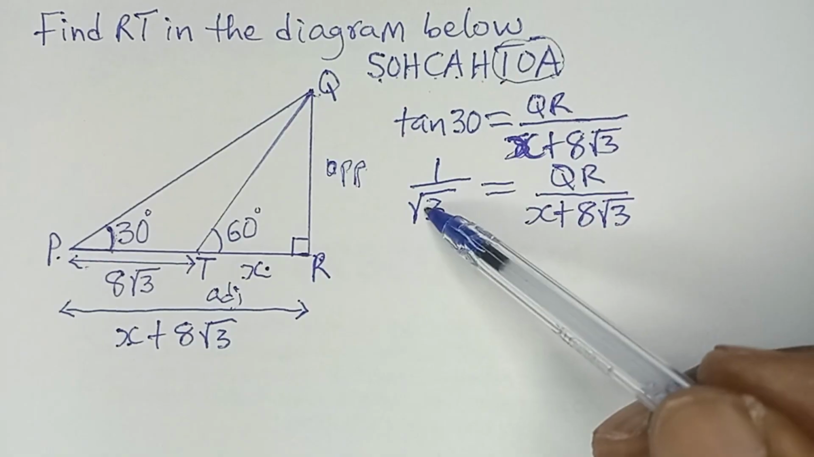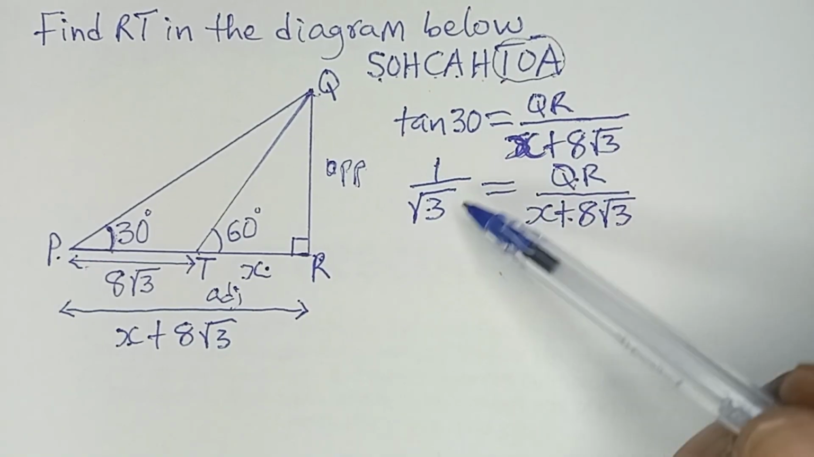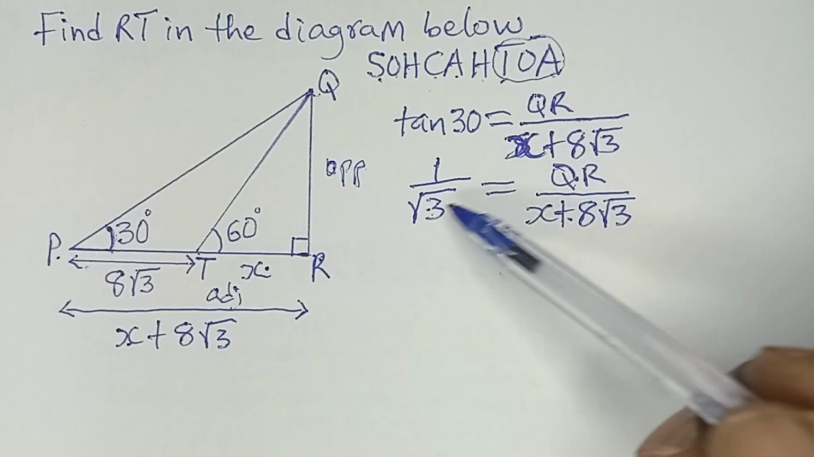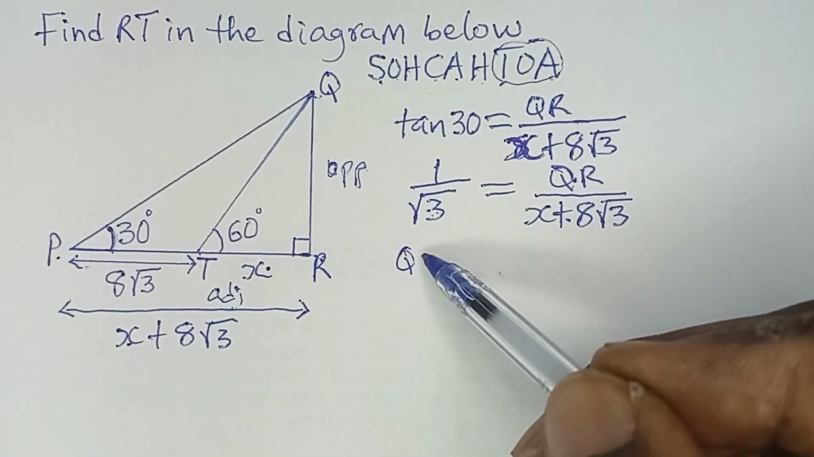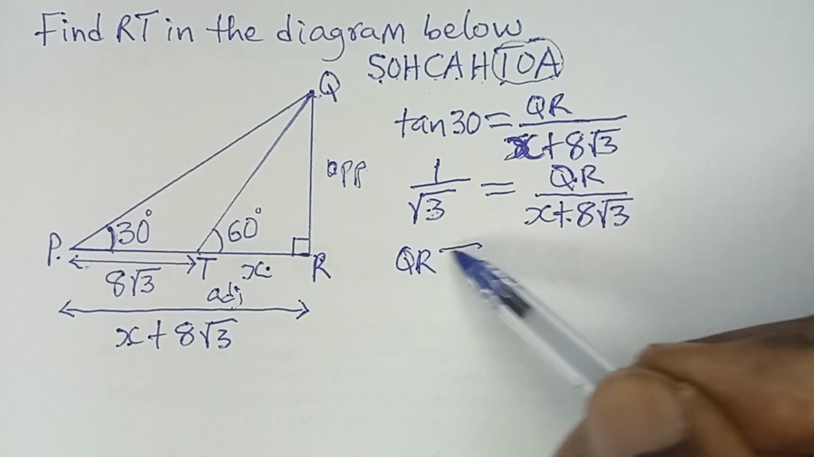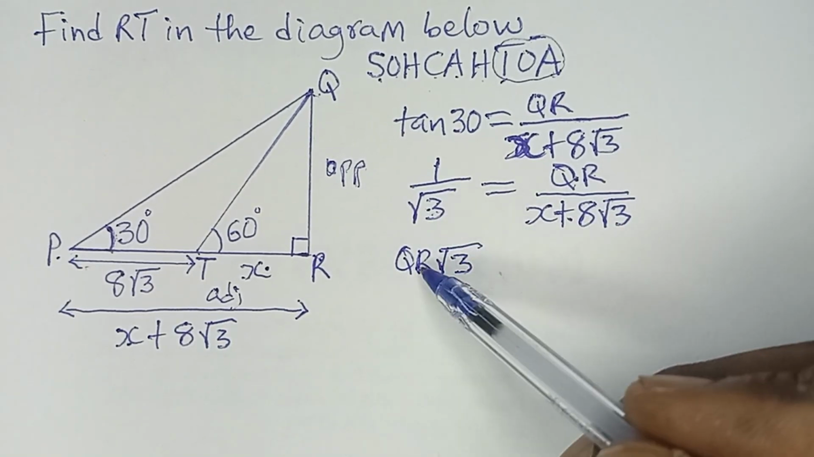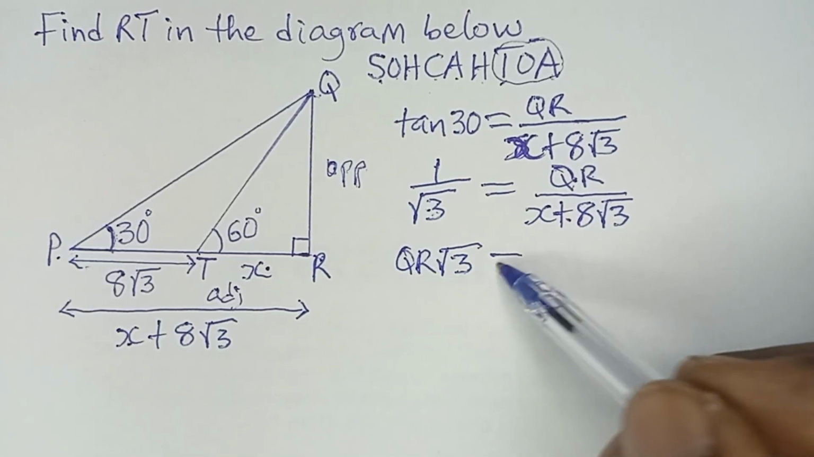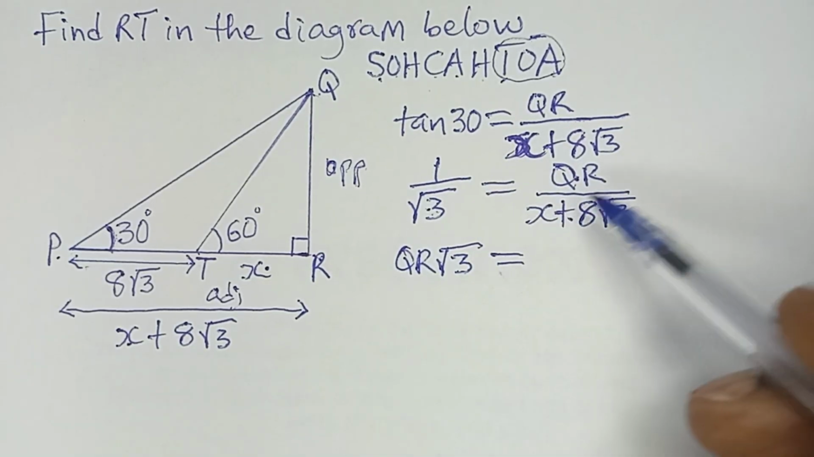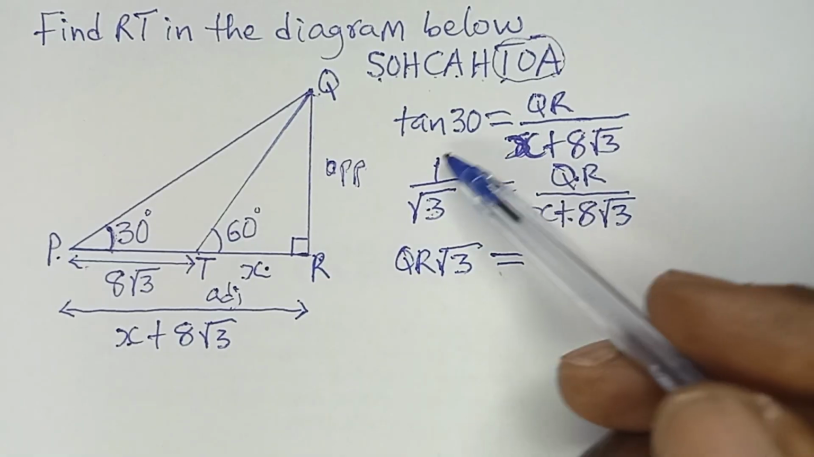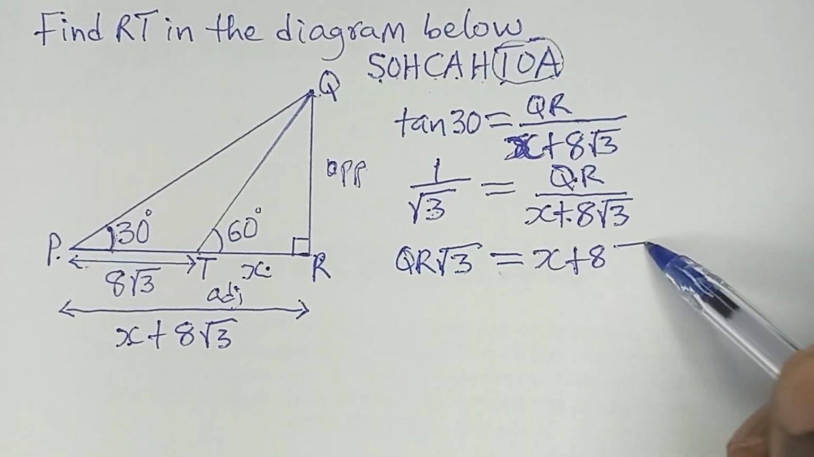Now I can simply cross multiply, so that this multiplies this and this multiplies this. When QR multiplies root 3, it gives us QR root 3, and that is equal to X plus 8 root 3 multiplied by 1, which remains X plus 8 root 3.